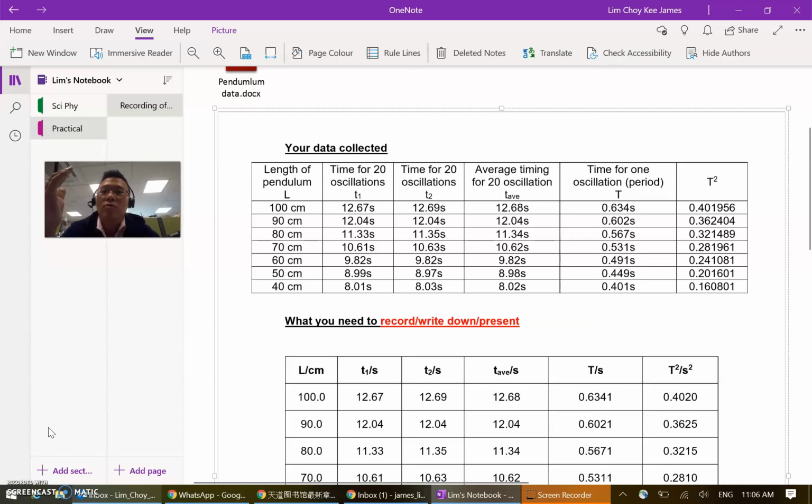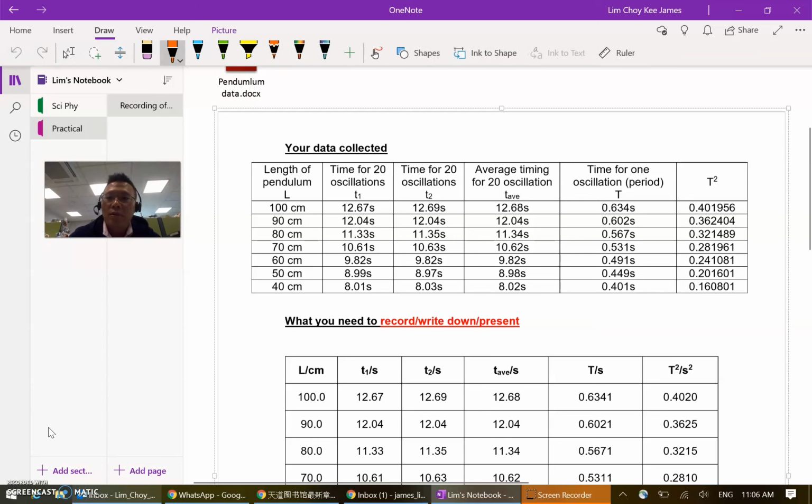Let's say we run through a simple experiment whereby you need to record the timing for oscillation for different lengths of pendulum. Let's say the length ranges from 100 cm to 40 cm. Then you are supposed to record the timing for 20 oscillations, not just once but twice. Then the questions will require you to find the average timing, followed by the timing for one oscillation, which is commonly known as the period. Finally, the question asks you to record T squared, the square of the period.